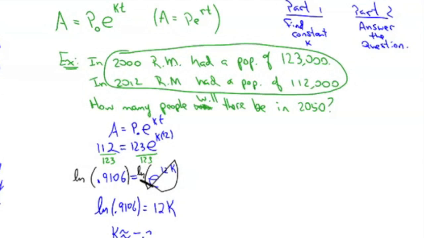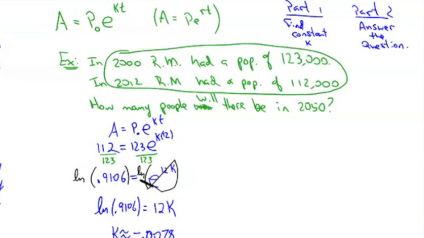Oh, now I'm worried. Where's my calculator? Let's see here: ln of 0.9106 divided by 12. Negative 0.0078. Are you doing 112 over 123? Yeah, that's why you're getting a different answer. Make sure you close that parentheses, the one after the 6. She's getting a different answer because she's doing 112 over 123, which is a slightly different answer, not a horribly different answer.